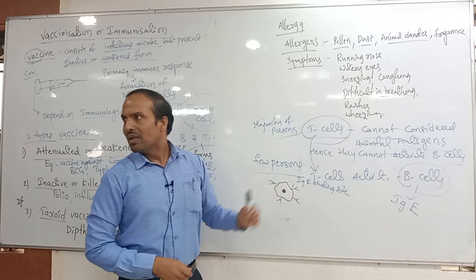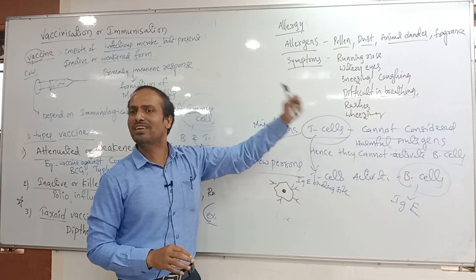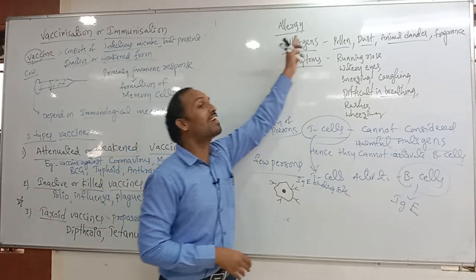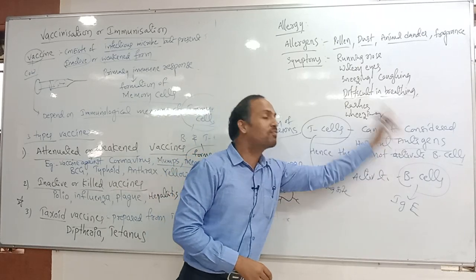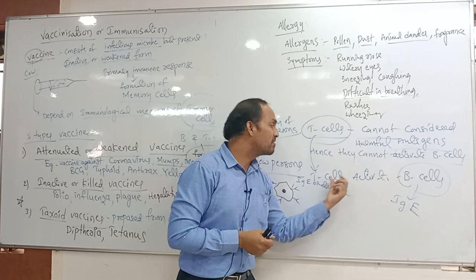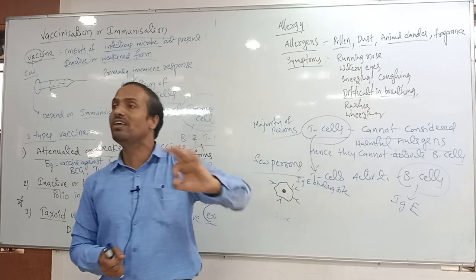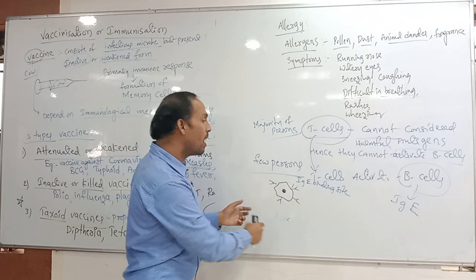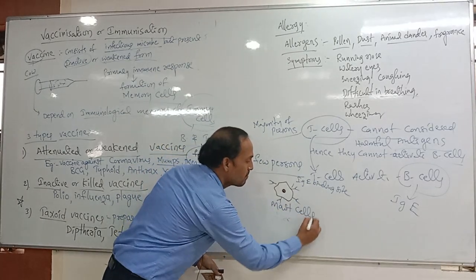So these are the things that will be happening here. In the majority of people, T cells do not consider the allergens as antigens, but in a few persons T cells consider these allergens as antigens. Which type of antigen? Harmful antigens. Then the B cells are stimulated, and they produce which type of antibodies? IgE antibodies. The IgE antibodies go and bind to which cells? Mast cells.